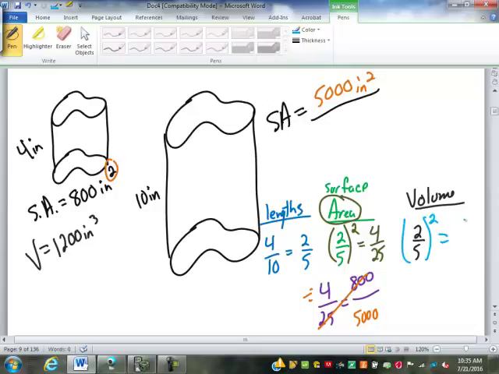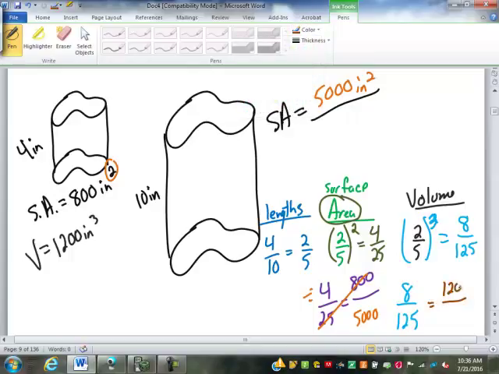2 cubed is 8. 2 times 2 times 2. 5 cubed is 125. Oh, I might want to put a 3 there for cube. Thank you. Cube. There we go. So it's 8 to 125 is our ratio of volumes.